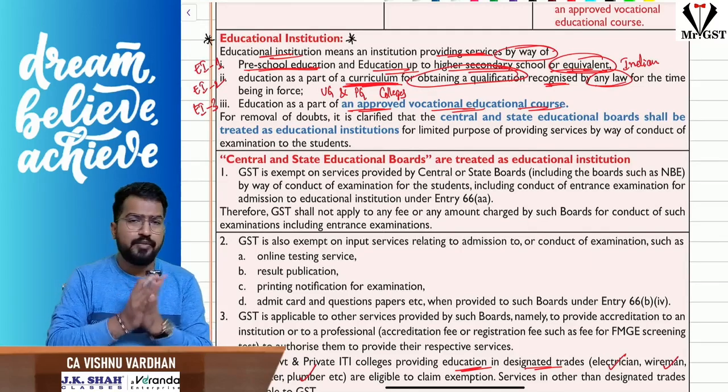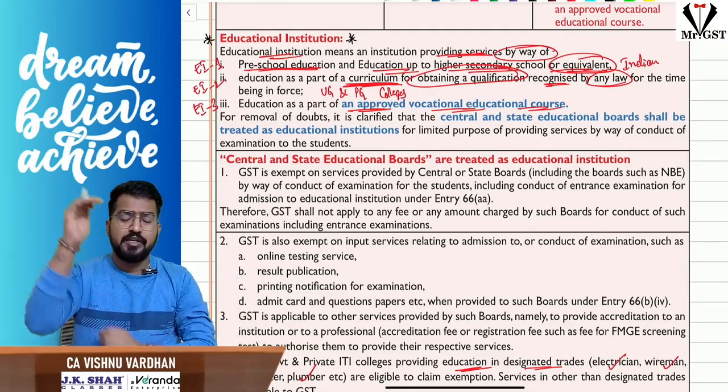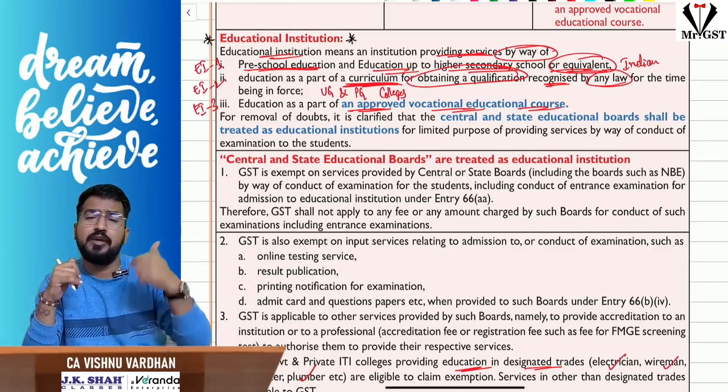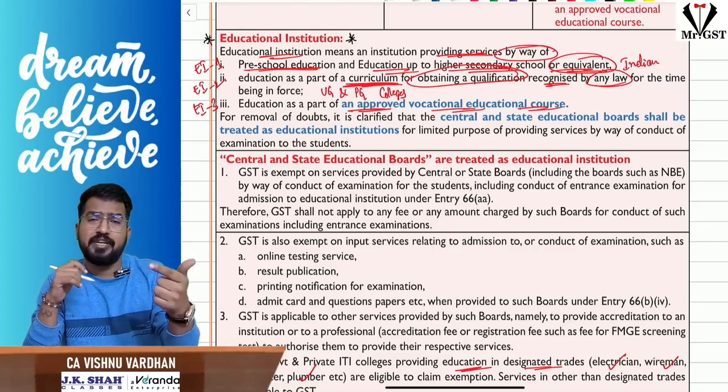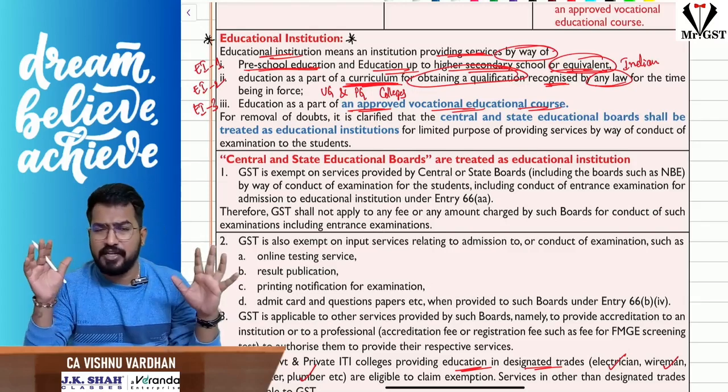Hope it is clear for you, right? So we have understood, sir, educational institution meaning is EI1, EI2, EI3. EI1 is preschool up to higher secondary school, EI2 is providing education as a part of their curriculum for obtaining any qualification recognized by law, and EI3 is approved vocational educational courses. If you are providing, then you are an educational institution.